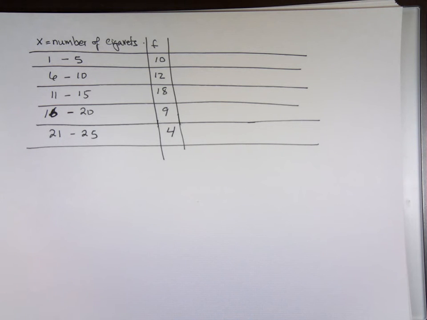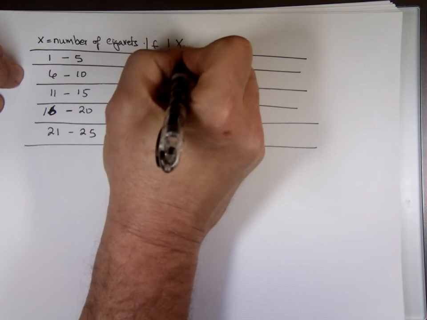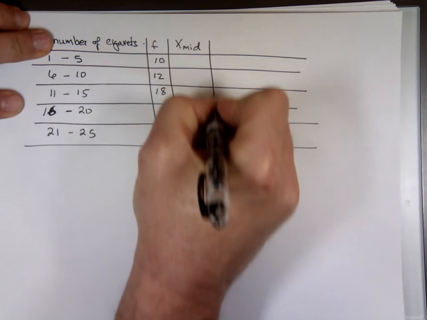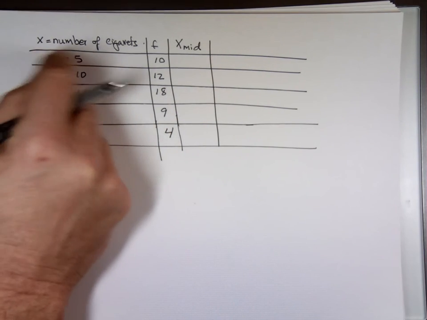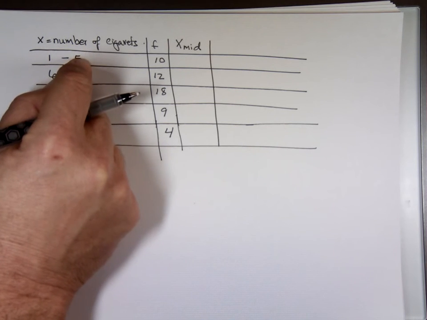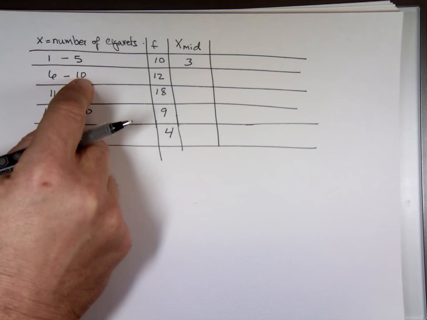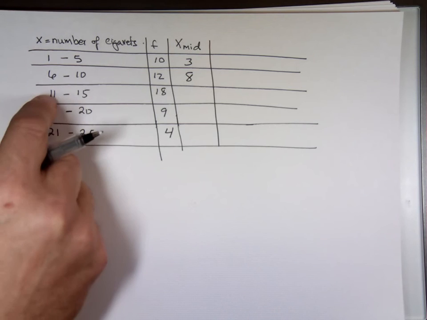The midpoint, you mean? Right. That's what we call it, the midpoint. And if you recall, when we did the frequency distribution table, how do you find the midpoint? You take these two numbers, add them and divide by 2. What's 1 plus 5, divided by 2? 6 plus 10, divided by 2? 11 plus 15, divided by 2?